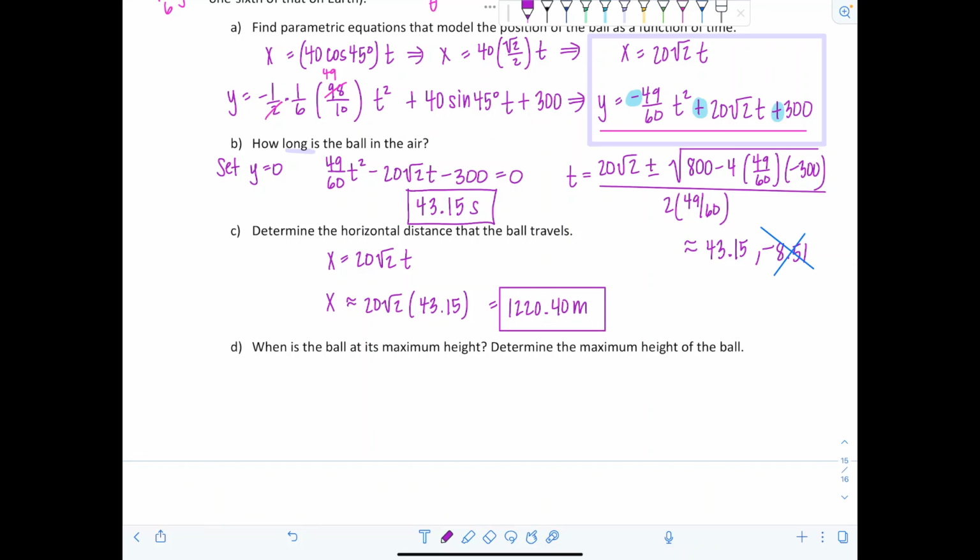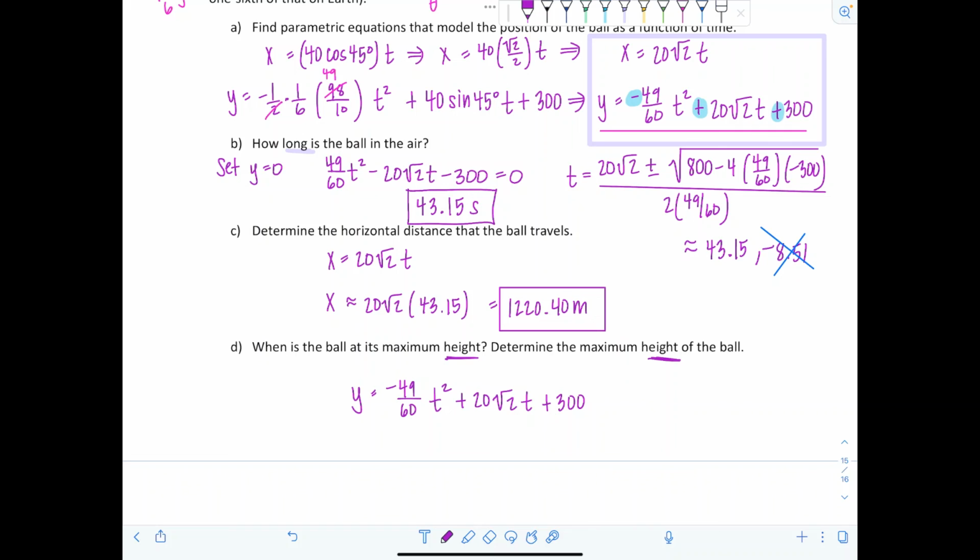Last part of the problem asks, when is the ball at its maximum height? And then determine the maximum height of the ball. Which of our parametric equations tells us about the height or the vertical position of the ball? The equation that gives me the y coordinate, right? That tells me how high it's going, up and down. Y goes vertically. So let's look at that parametric equation in more detail. y equals negative 49/60 t squared plus 20√2 t plus 300.